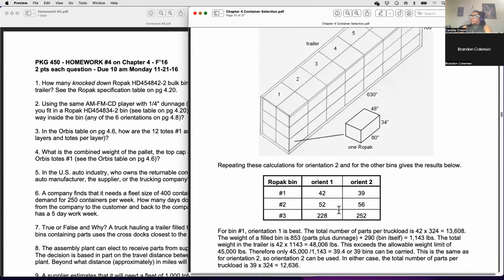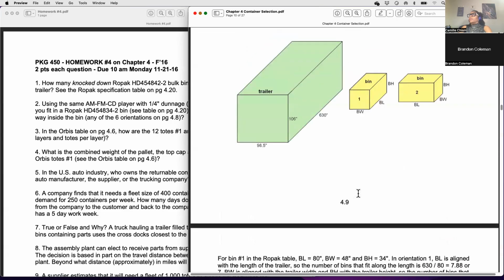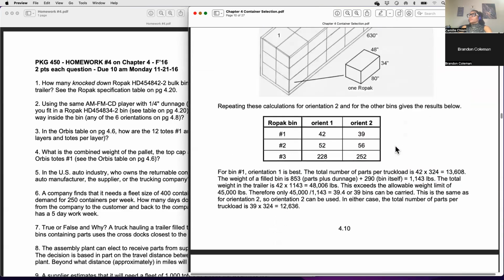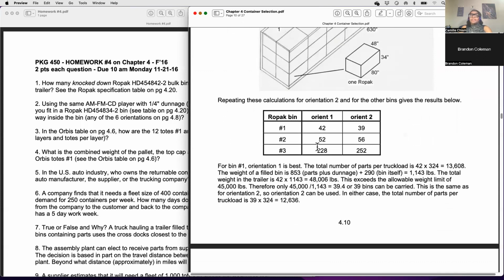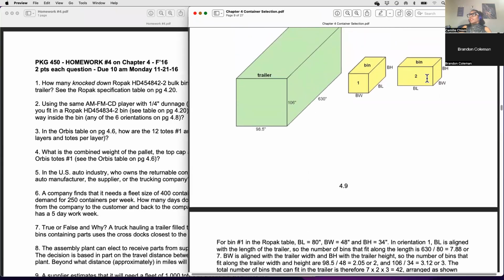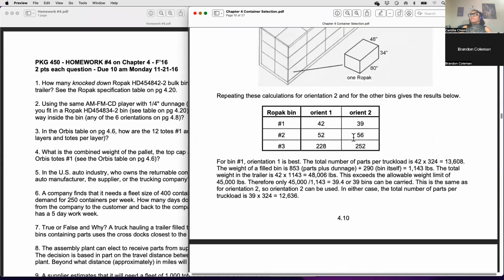So here you see that for bin number 1, you get either 42 or 39, depending on the orientation. Interestingly enough, this one is that standard roll pack bin that I've been showing you all the way through, and we talk about 52. That is the orientation that everyone uses for the most part. But if you turn that bin on its side to a different orientation like this, now you're actually able to get 56 in the trailer. Interesting.